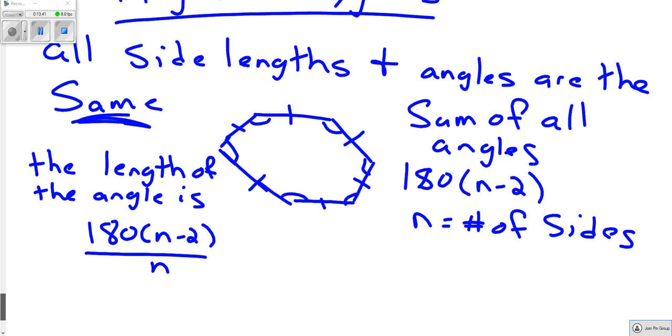All right. So was there an example that you guys were stuck with on this one? 720. It's the sum of all the interior angles, and then each individual one would be simplified.